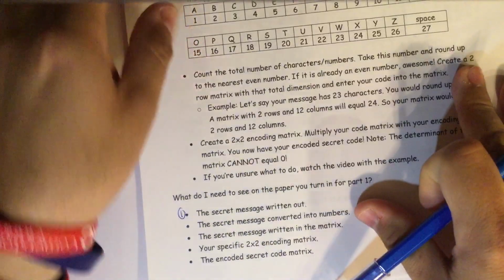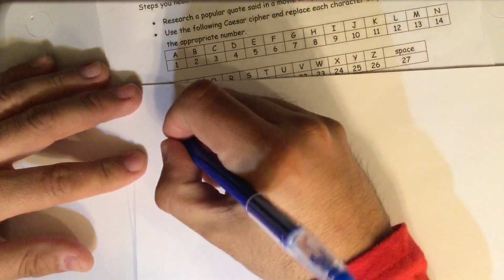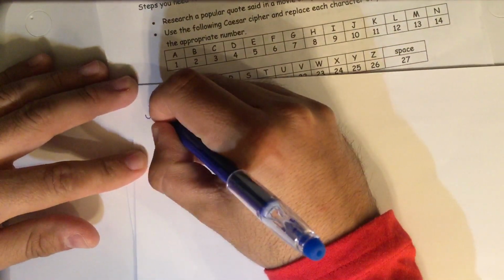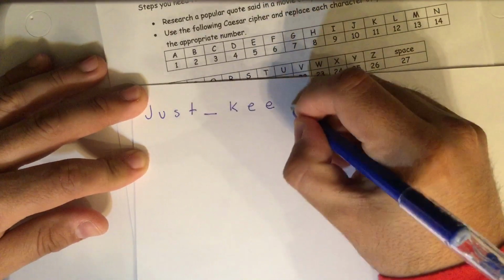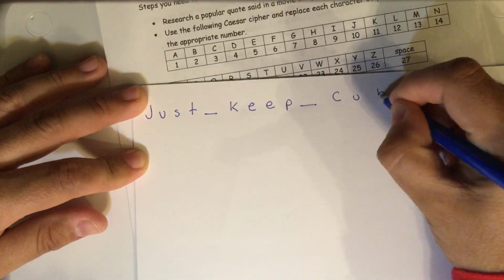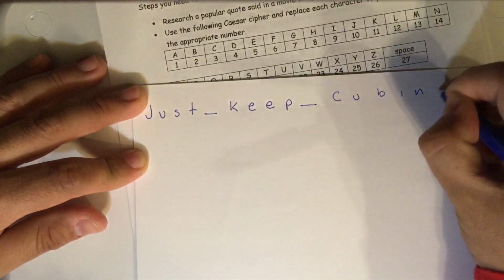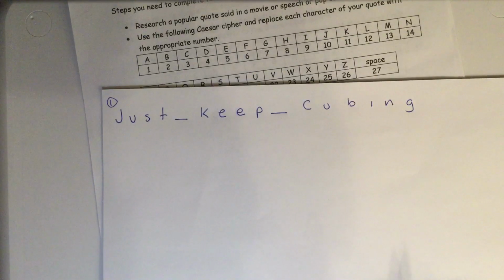On a separate sheet of paper, I'm going to do that real quick. The phrase I'm going to use is just keep cubing. And this will be part 1. All right, so right there's my phrase, just keep cubing.